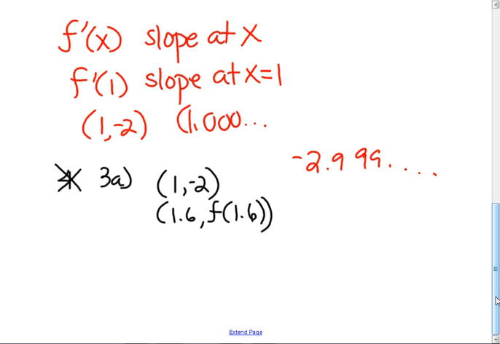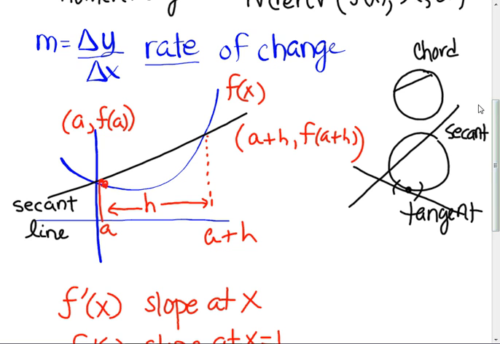Okay, and as h gets smaller and smaller, what's happening to my tangent line? Not my secant line, excuse me. As this point gets closer and closer, what's happening to the line there?